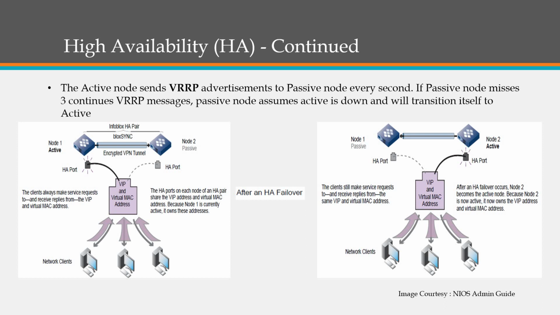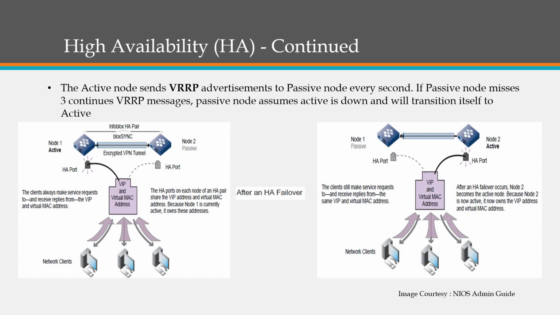Now, if the passive node misses 3 consecutive VRRP advertisements, think of a VRRP advertisement like a heartbeat message that the active sends to the passive, telling the passive that the active is still up and running. So let's say the passive node misses 3 continuous heartbeat messages, or VRRP messages. The passive node assumes that the active is down, and it will transition itself to active. That's what you are able to see in the image on the right.